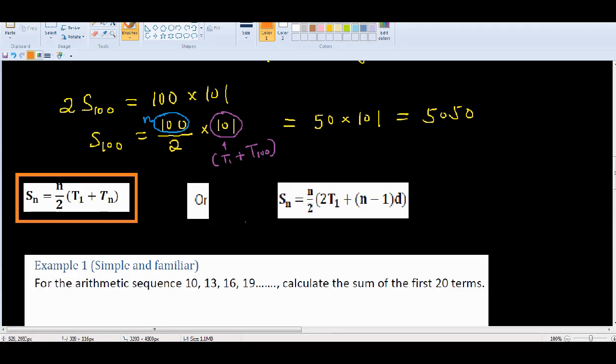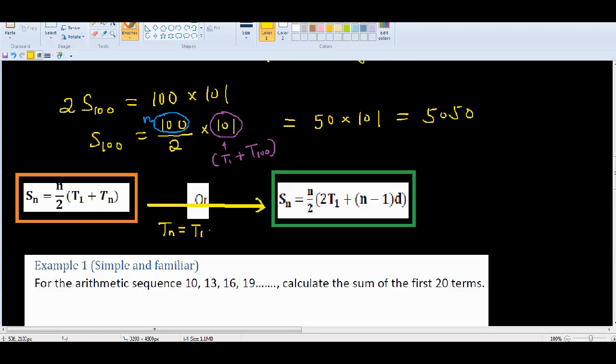Okay, so do we have another version? Yes. How could we get this version, the green box? If you still remember, for Tn in an arithmetic sequence, we actually have a formula for it. Tn would be t1 plus bracket n minus 1 times d.